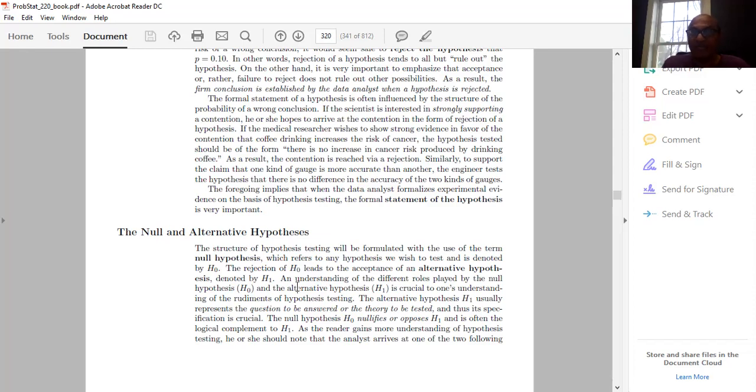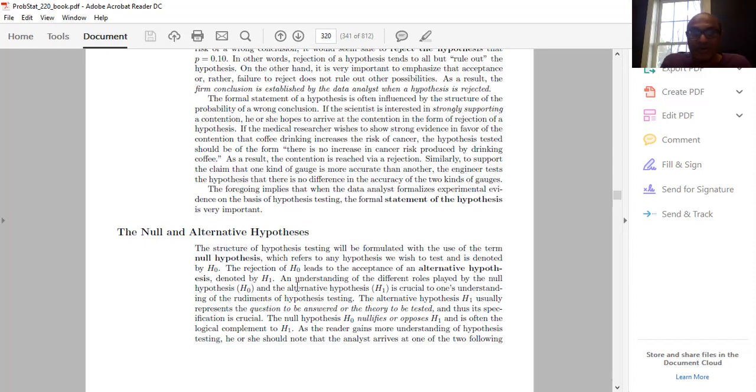The null hypothesis H0 nullifies or opposes H1 and is often the logical complement of H1. I repeat, the alternating hypothesis H1 usually represents the question to be answered or the theory to be tested, and thus its specification is crucial. The null hypothesis H0 nullifies or opposes H1.